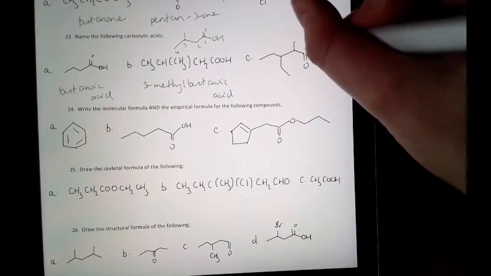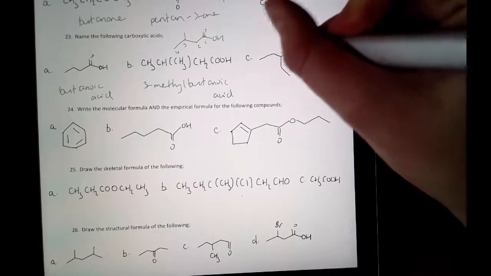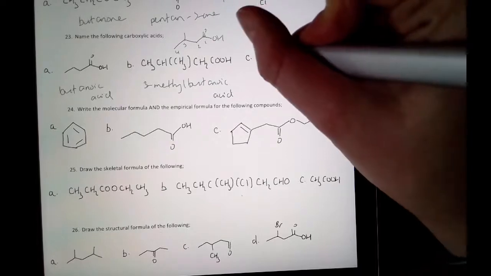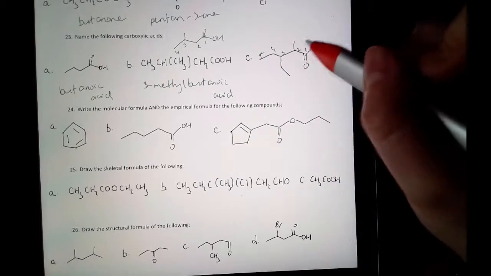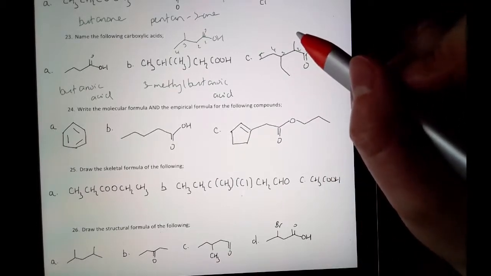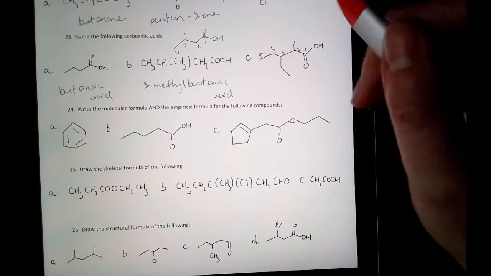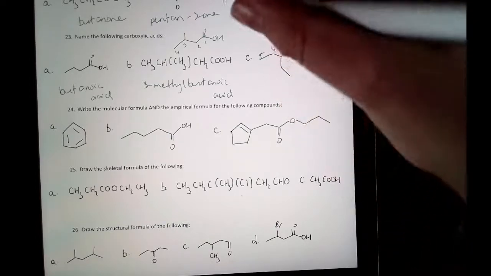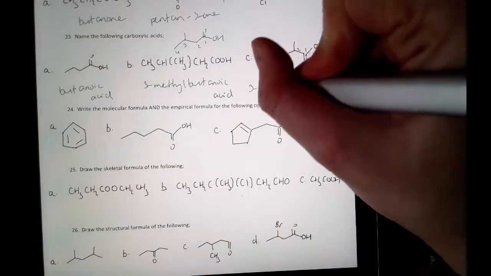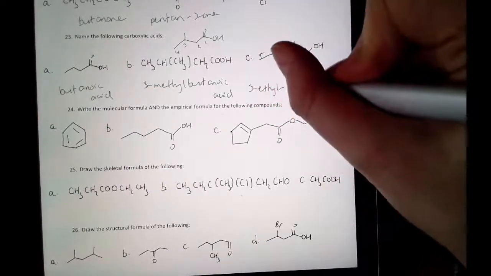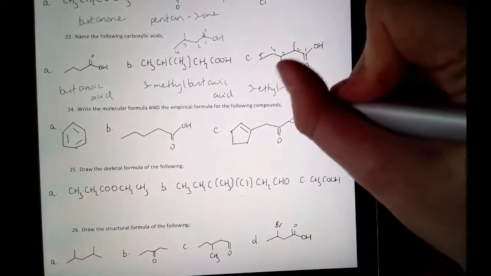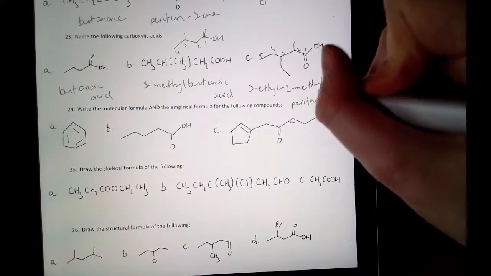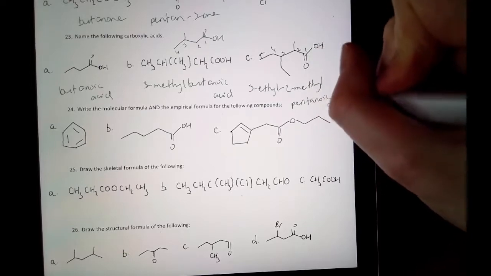Likewise, over here, I've got 1, 2, 3, 4, 5, or 4, 5. So it doesn't matter which way I go, I'm always going to get 5 carbons in my longest chain. I've got a methyl substituent here on carbon 2. I've got an ethyl substituent here on carbon 3. Alphabetically, ethyl comes before methyl, so it's going to be 3-ethyl, 2-methyl, and it's 5 carbons in total, so it's going to be pentanoic acid.